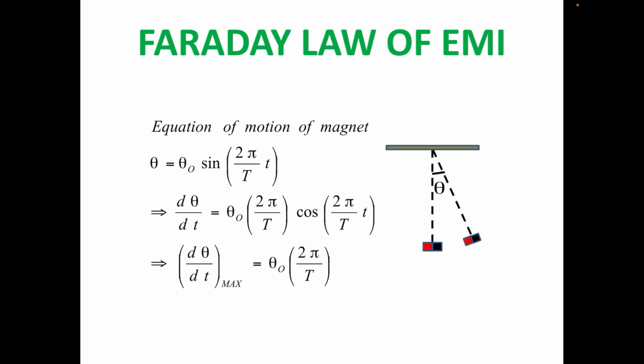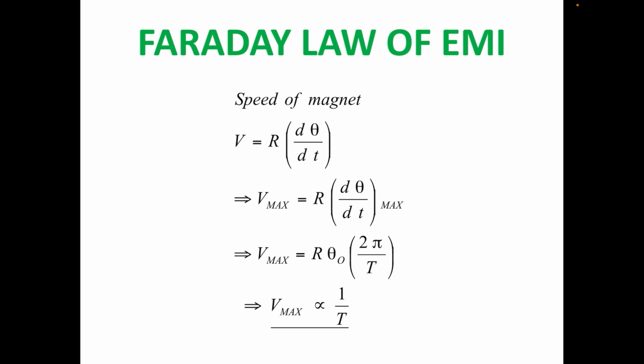When the semicircular frame oscillates, the magnet mounted at the center of the frame possesses simple harmonic motion. So the equation of motion of the magnet can be expressed in terms of instantaneous angular displacement of the magnet θ from its mean position as θ = θ₀ sin(2π/T · t). Here θ₀ represents the maximum value of θ and capital T represents the time period of oscillations of the magnet.